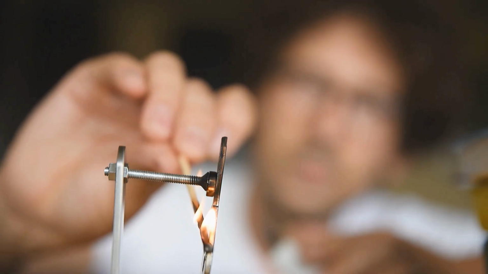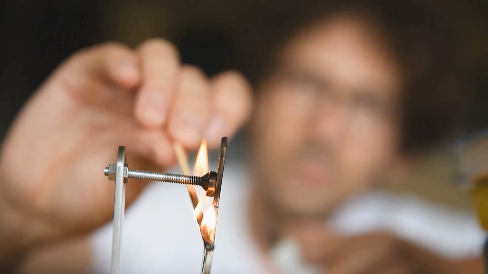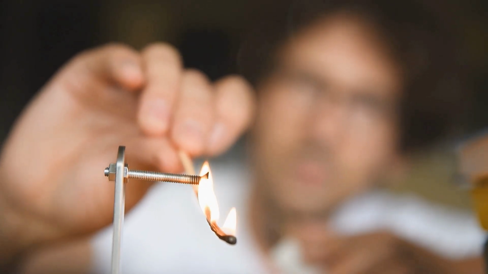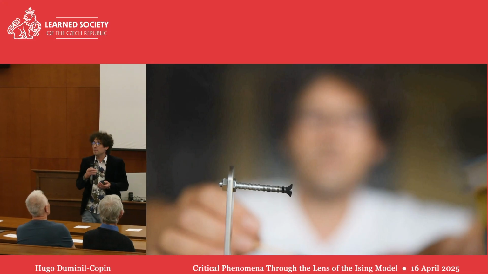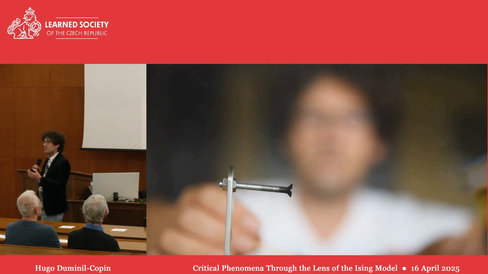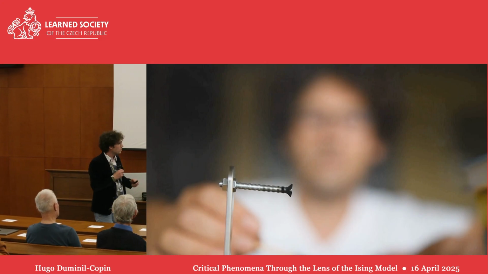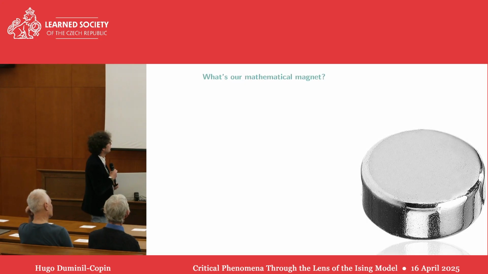Sorry? Yes, I was going to say I'm going to burn myself, but yes, it's also the magnet itself loses its magnetization. It's not a magnet anymore, and it falls. Okay? So can we explain this phenomenon using mathematics? That's going to be a little bit the goal of the talk. So it starts by a motivation. Let's now move to the math.